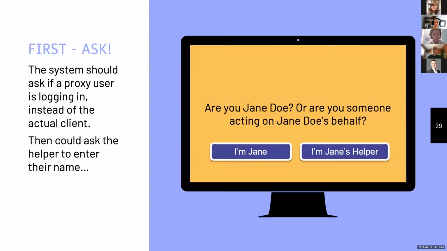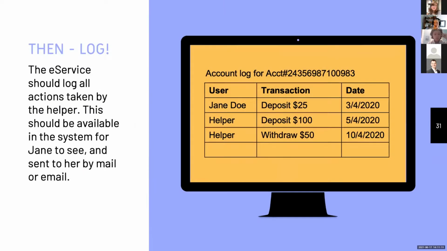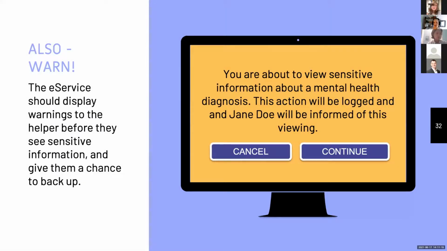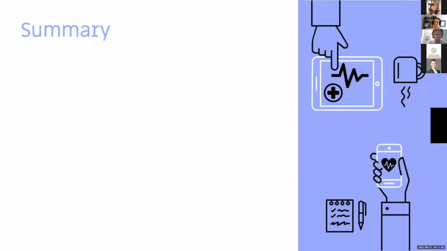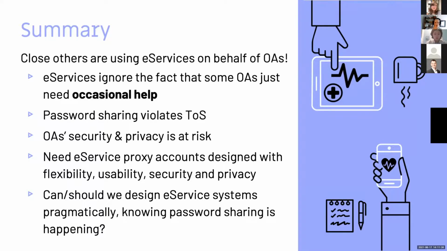So we might want to ask people when they're logging in if they're a helper, and we might want to give them access codes. There are a number of different things that we can do to help provide transparency, even if someone is not using a proxy account. We could warn them before they're about to go into something they shouldn't. We could create proxies or pathways to create proxy accounts. So with that, I will just speed through this.